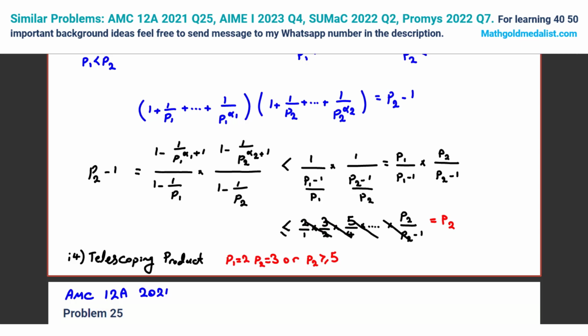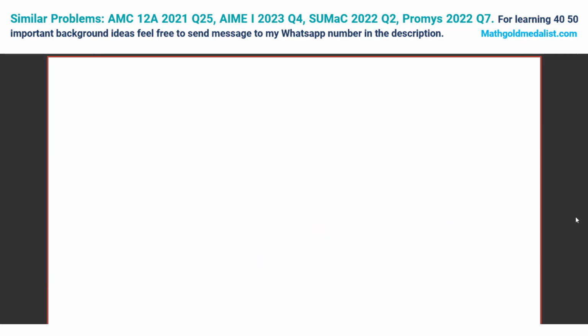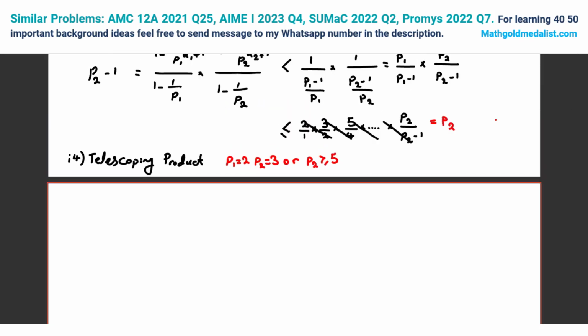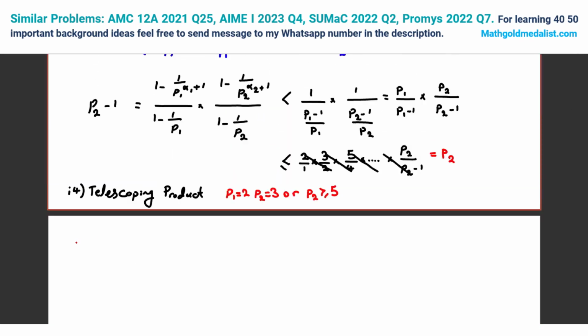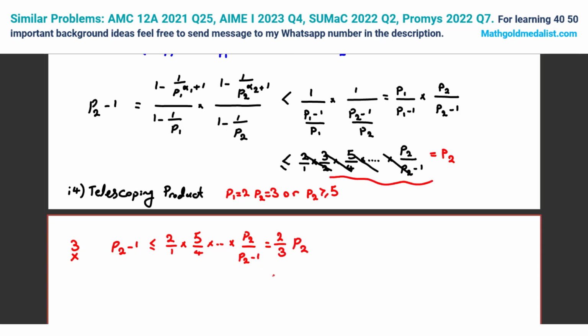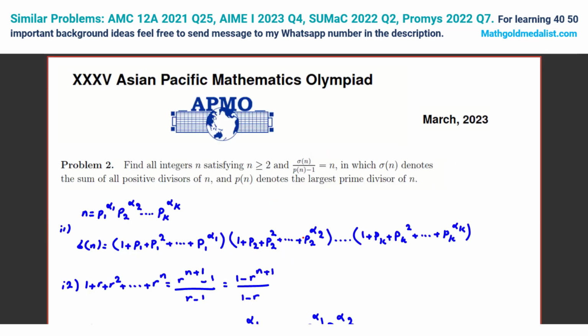Suppose, for example, we don't have 3. Let's see. Then P2 minus 1 is less than or equal to 2 over 1 times 5 over 4, we write all of them again, times P2 over P2 minus 1. And we know if we have 3 over 2, it is P2. So if we multiply by 2 over 3, here we have 2 over 3 P2. Why? Because this part is exactly this one times 2/3 to cancel this. So it will be 2/3 P2.